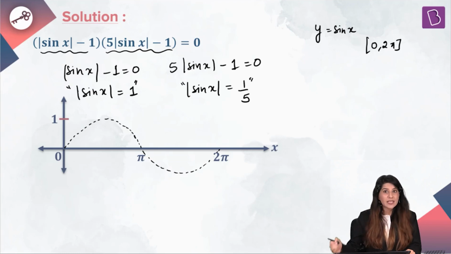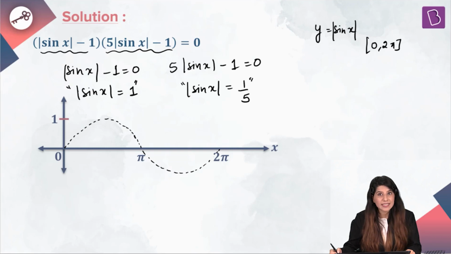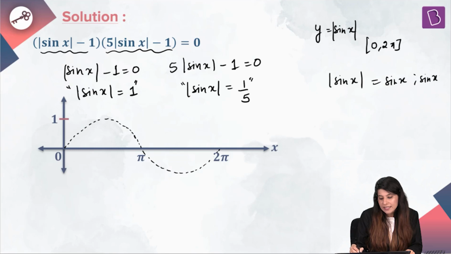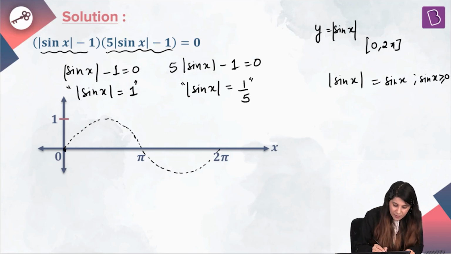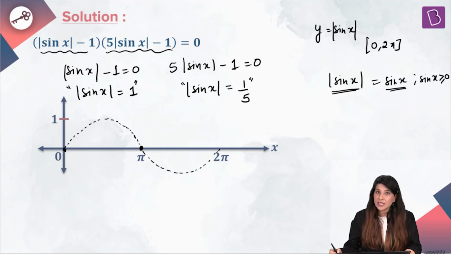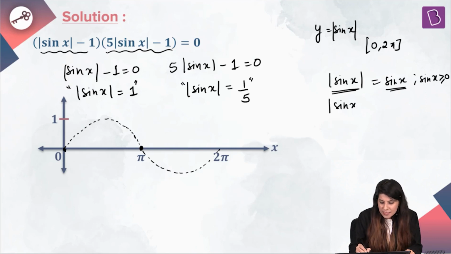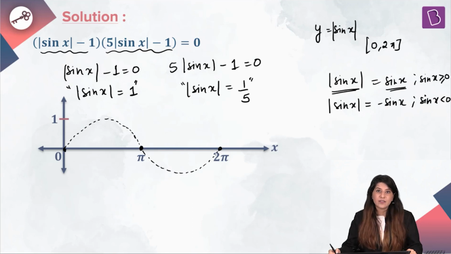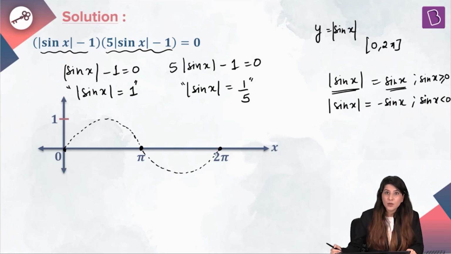But here we are interested in the graph of y equals modulus sin x, isn't it? We already know that modulus sin x equals sin x when sin x is greater than or equal to 0. That means the graph from 0 to pi stays as it is, because in 0 to pi, modulus sin x is just sin x. But modulus sin x equals minus sin x when sin x is less than 0. That means from pi to 2 pi, the graph is not the same as this. In fact, the graph will be the mirror image of this about the x-axis.